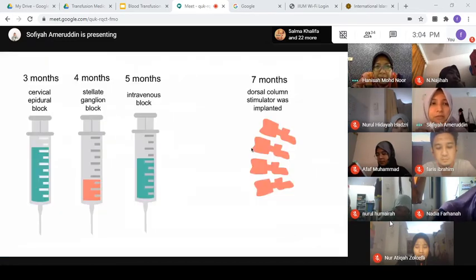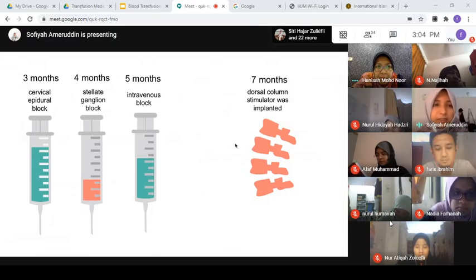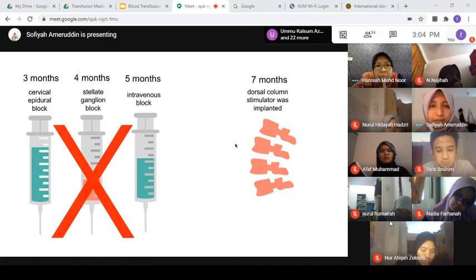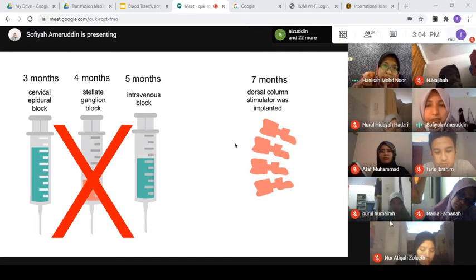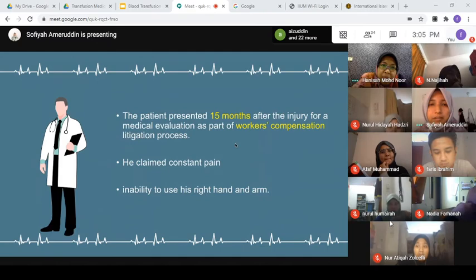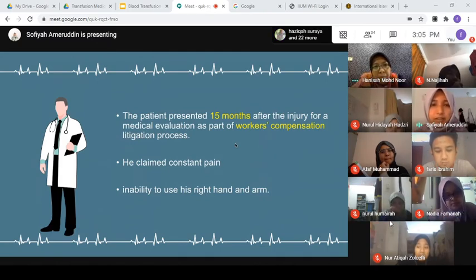So he was diagnosed with CRPS, and the management was symptomatic management with pain relieving medication. After failed oral medication, at 3 months after the injury, he was given a cervical epidural block. At 4 months after the injury, he was given a stellate ganglion block. At 5 months, there was an intravenous block. Basically, none of these treatments improved the pain at all. At 7 months after the injury, a dorsal column stimulator was implanted, after which he claimed relief of only 50% of the pain. Then 15 months after the injury, the patient finally presented for a medical evaluation.